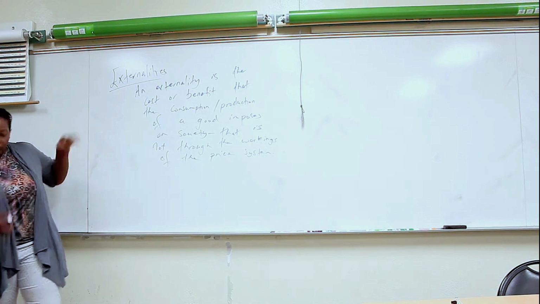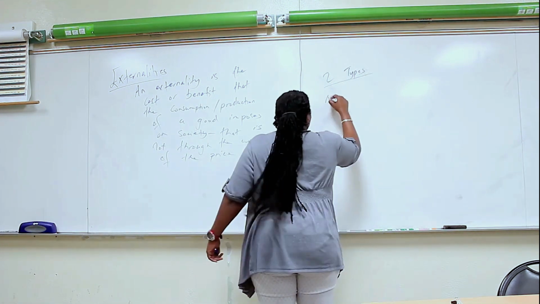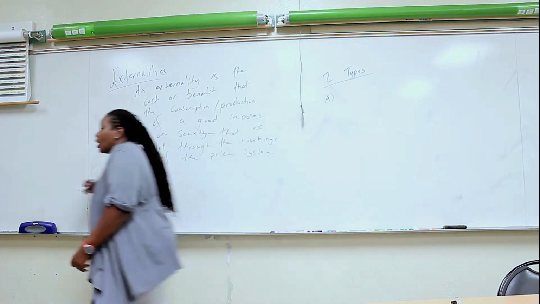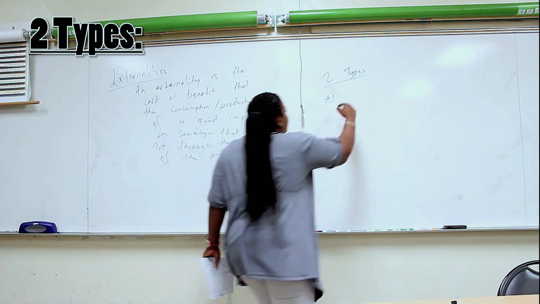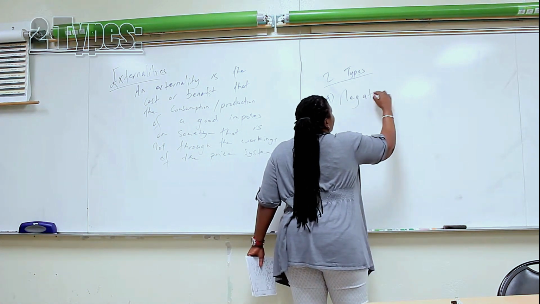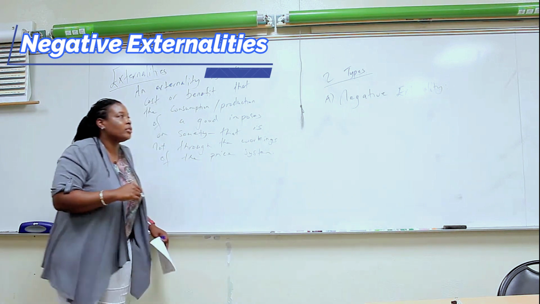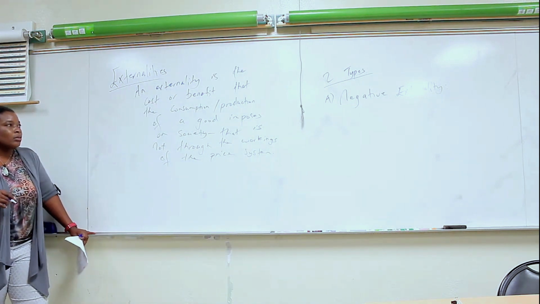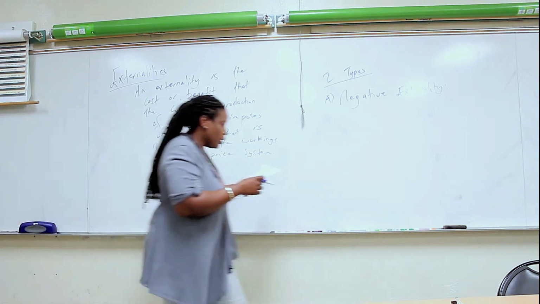There are two types of externalities that I want to look at. Let's start with the bad news first. The first type of externality is a negative externality. Let's do the types, and that might provide some clarity as to exactly what we mean by an externality.